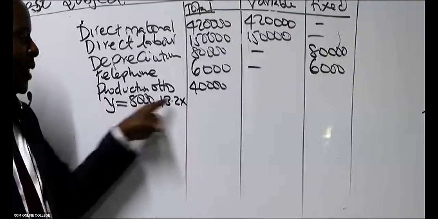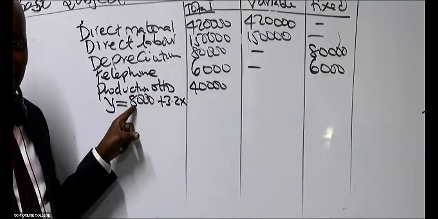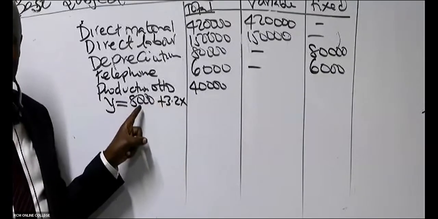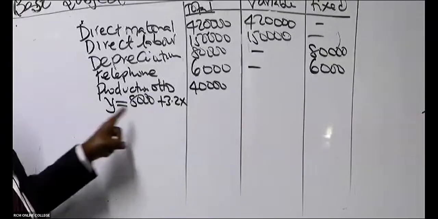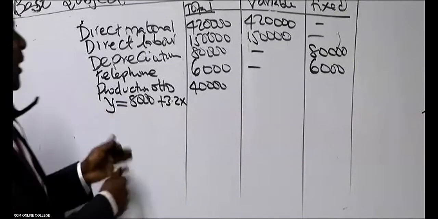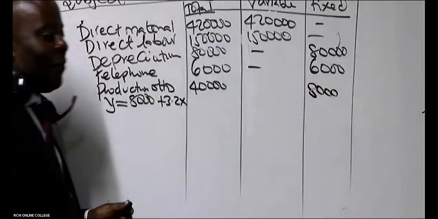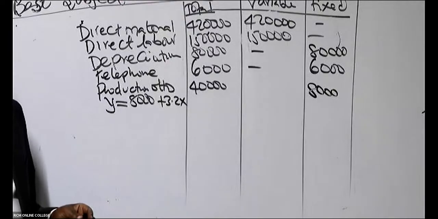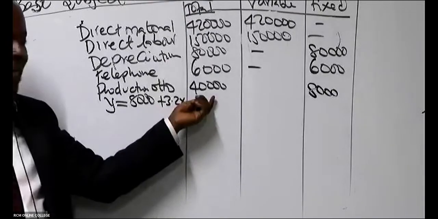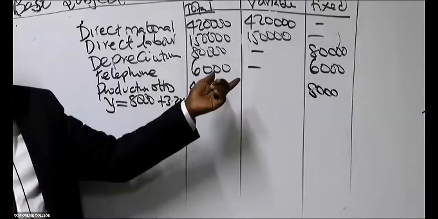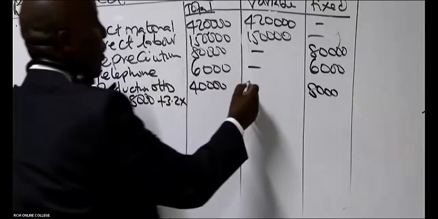From this equation, is there somebody who is able to pick the fixed cost? Fixed cost is 8,000, yes. So you pick this 8,000 and put it here. If 8,000 is fixed, then what will be the variable? Because it has to balance to 40,000. So 40,000 minus 8,000 is 32,000.